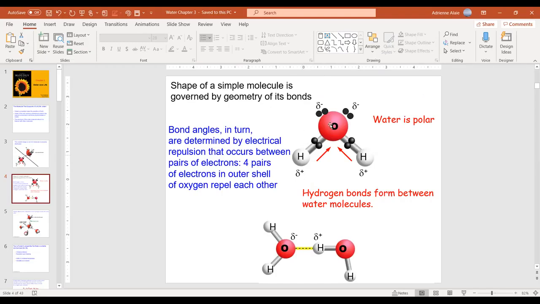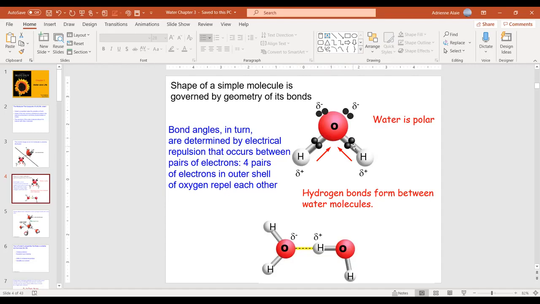So the shape of a single water molecule, as you can see here, is governed by the geometry of its bonds, and that bond angle is always the same. And it can tell you that the bond angle is determined by the electrical repulsion that occurs, right? Because you have all of these negatively charged electrons, right? And so the four pairs, where's the four pair? Here's one, here's two, here's three, here's four, that are all in the outermost shell, right? They repel one another, right?